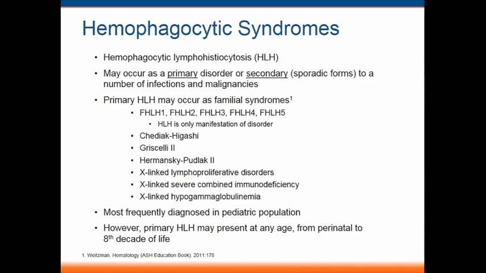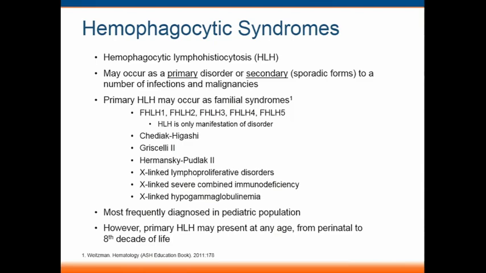These disorders are incredibly rare. They can occur either as a primary disorder or as secondary forms, which occur sporadically, related to a number of disorders, including infections, autoimmune disorders, and malignancies. With respect to the primary disorders, these are things that tend to happen in a pediatric patient population, and they are incredibly rare. The incidence of these disorders is 1.2 in a million. So literally, these are 1 in a million patients.